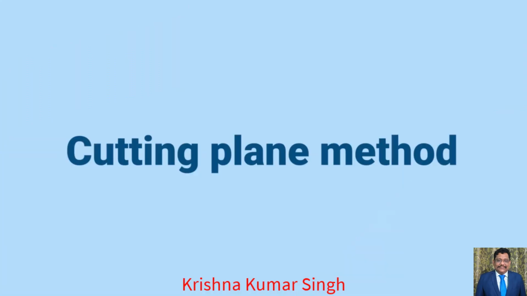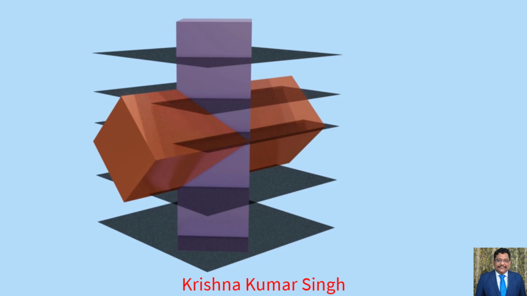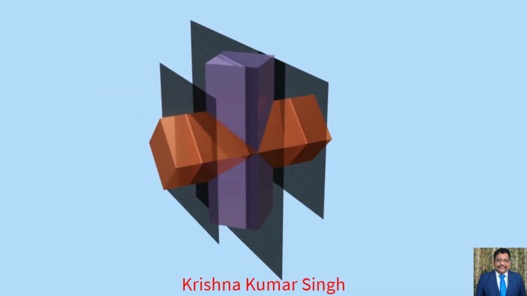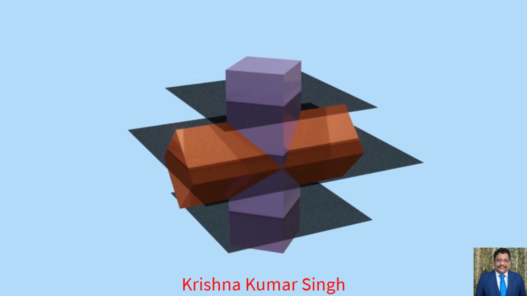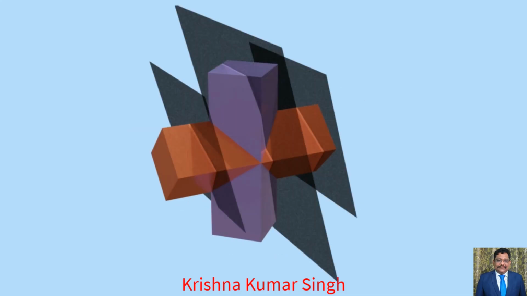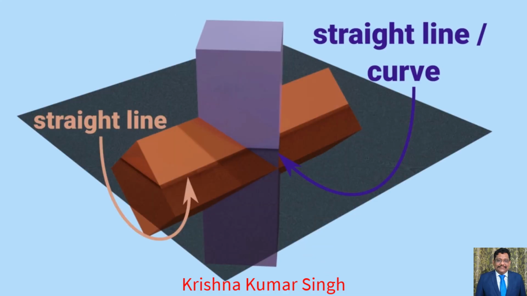Now second method is cutting plane method. In this method assumptions are made that both the solids which have intersected each other are cut by a series of cutting planes. With the help of these cutting planes, the line of intersection is obtained. In this method, cutting planes can be taken as vertical, that is perpendicular to HP, horizontal, that is perpendicular to VP, inclined or oblique. A cutting plane is selected in such a way that it cuts the surface of one of the solids in straight lines.